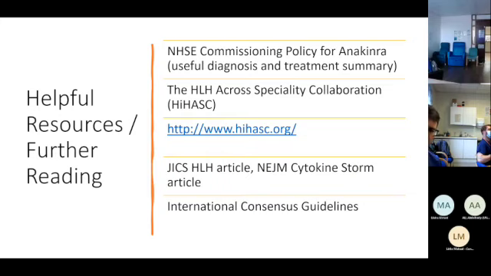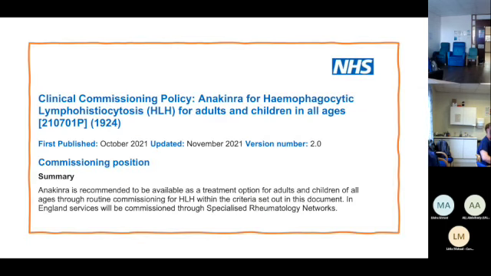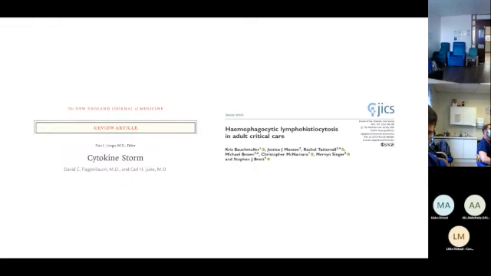There's a good article in JICS, the Intensive Care Society journal, about HLH, and some of these figures are from that. And there's a New England Journal of Medicine cytokine storm article, which has good figures about more broad hyperinflammatory syndromes other than just SHLH, and the guidelines I mentioned. So this is just the NHS England commissioning policy. Have a look at that if you want a fairly succinct description of how to diagnose, investigate and treat this. These are those two papers I would recommend. Particularly the JICS article is very good.